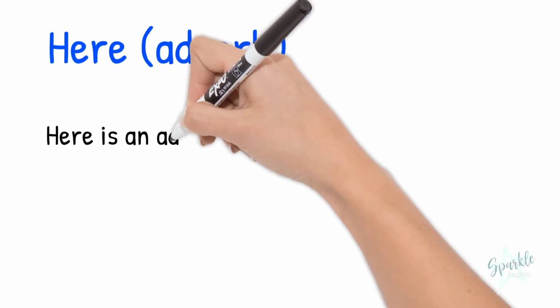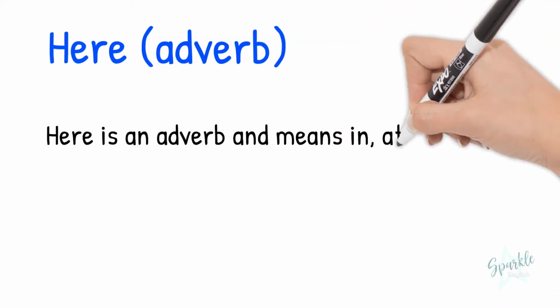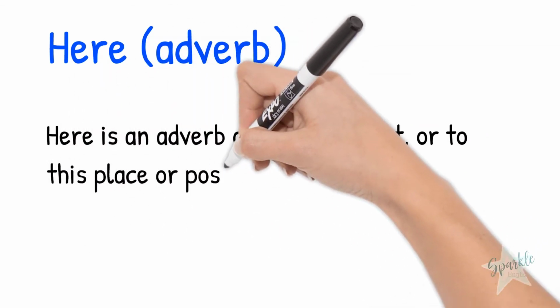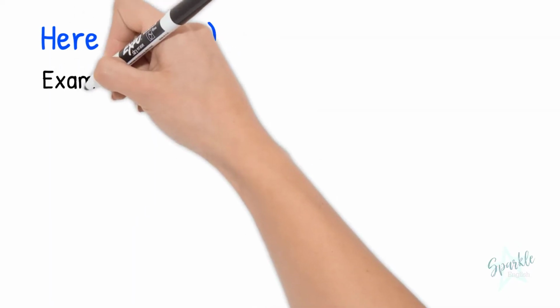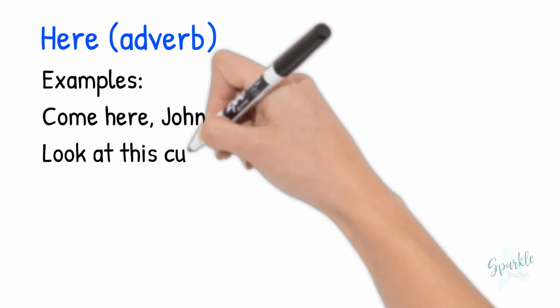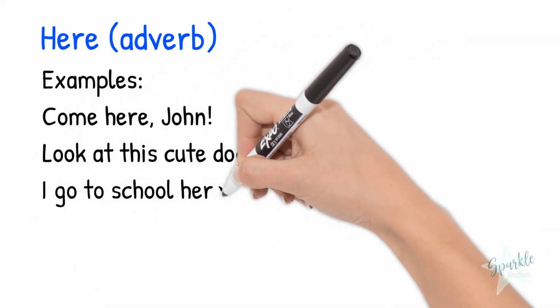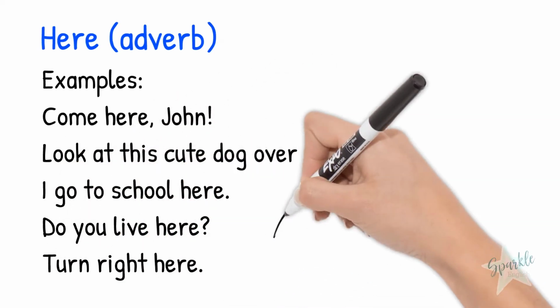Here, spelled H-E-R-E, is an adverb and means in, at, or to this place or position. Let's look at some examples. Come here, John. Look at this cute dog over here. I go to school here. Do you live here? Turn right here.